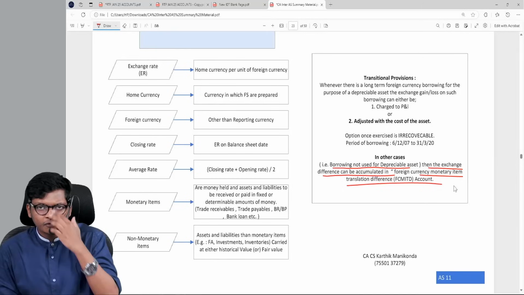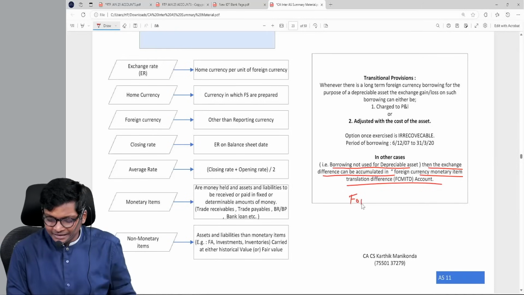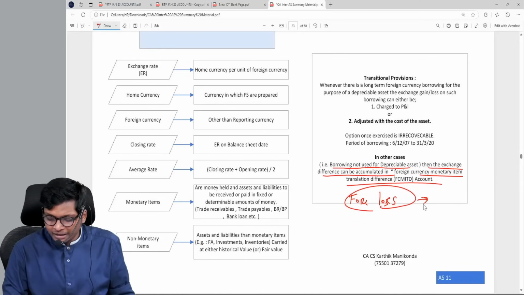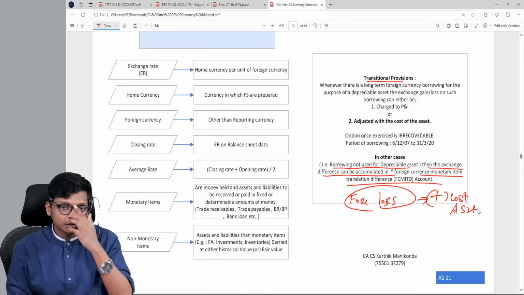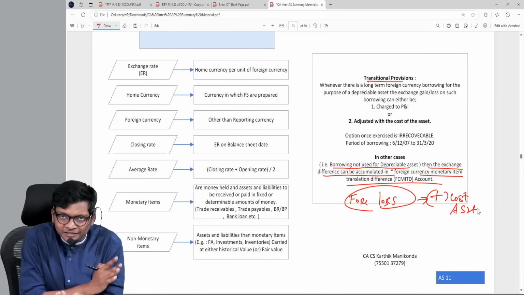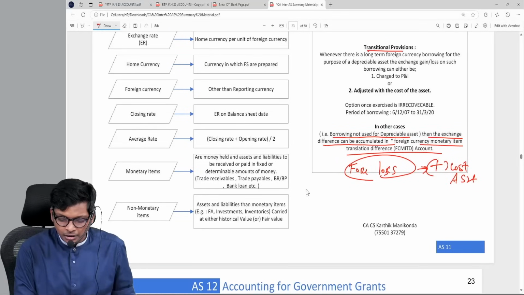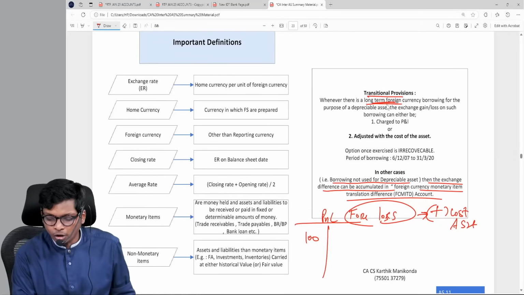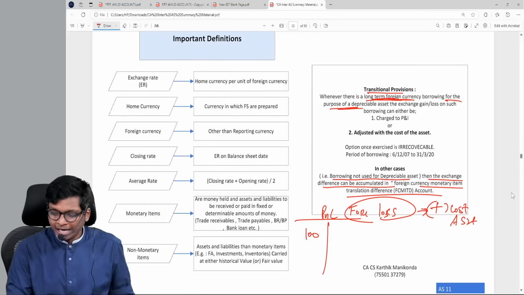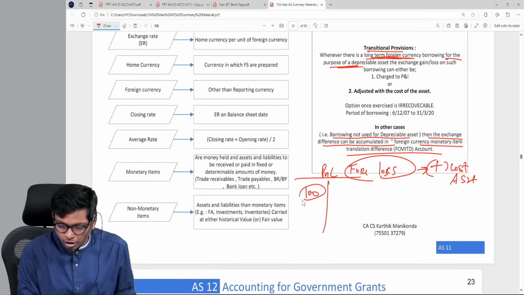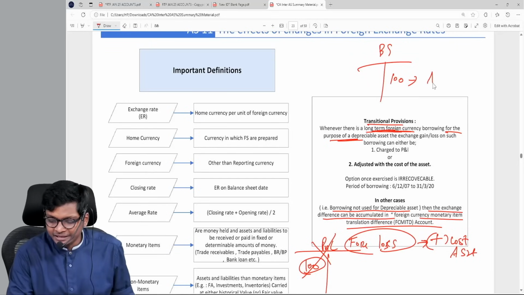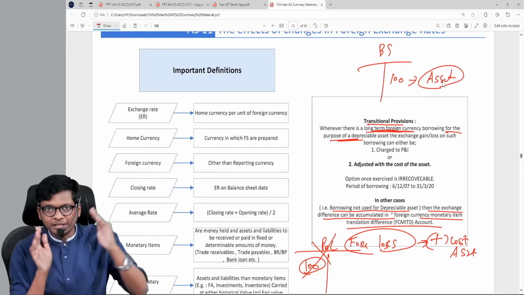For those who don't know, this account is basically for whenever there is a forex loss. If the standard allows for a depreciable asset, you will add it to the cost of the asset in AS11, and that loss you will amortize as part of depreciation. Sir, the loss is 100. Instead of fully debiting to P&L, for certain cases when the long-term borrowing is for the purpose of an asset, I took borrowing for buying an asset, that loss, instead of debiting P&L, you will capitalize in the balance sheet as part of the cost of the asset, and you will amortize along with depreciation.